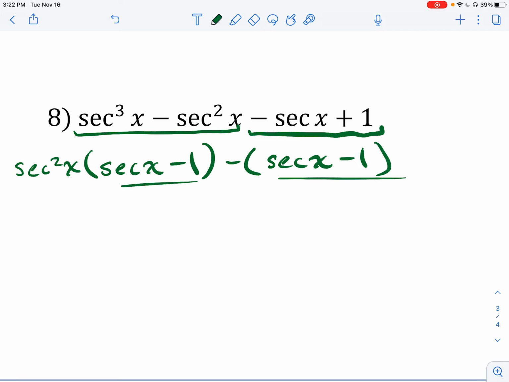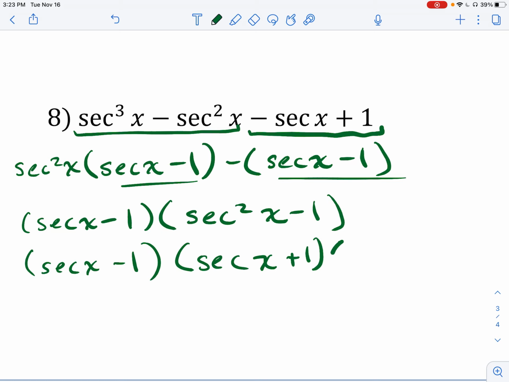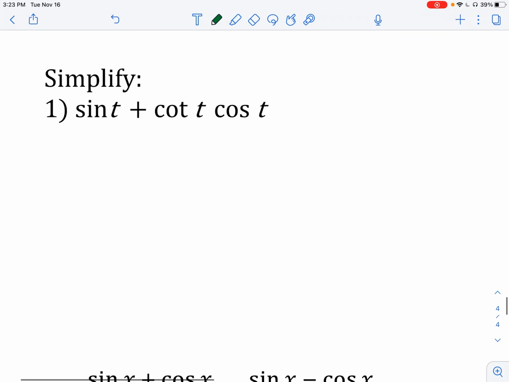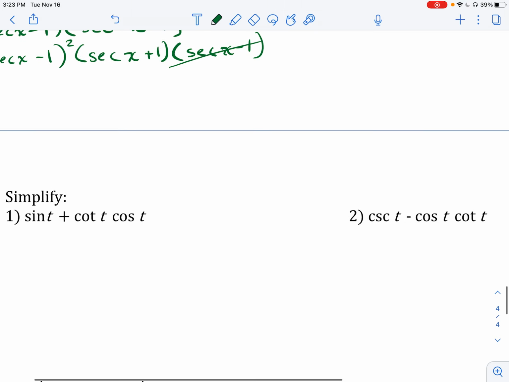And if I factor that out, I've got secant x minus 1 times secant squared x minus 1. And again, we can factor this further. This would be secant x plus 1 times secant x minus 1. And if we leave it in expanded form, it's that. Or you could just make that a quadratic there as well. All right. Okay. Let's continue on with a little bit more simplifying. Go ahead and pause the video and see if you can work through these.